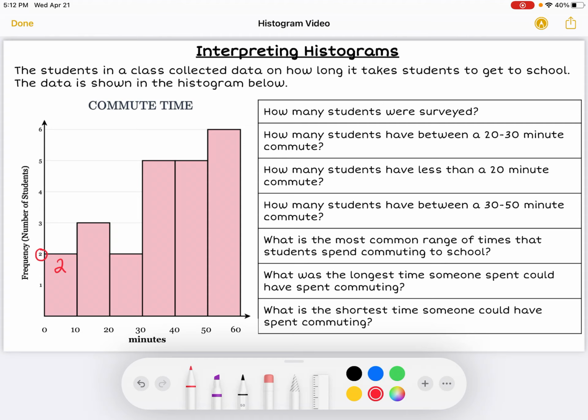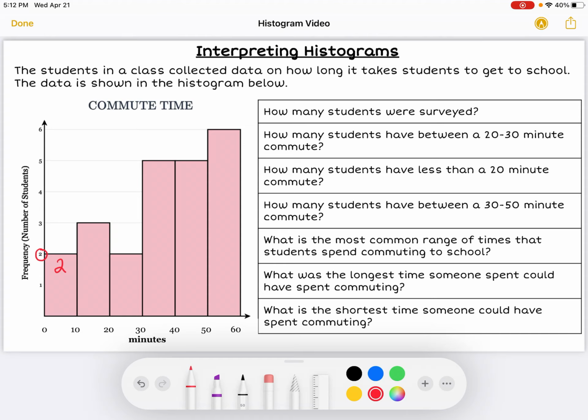The reason this is a little different from a dot plot is all we know right here is that there are 2 students that have a commute between 0 and 10 minutes. We don't actually know exactly what their commute time is. We don't know if it's 5 minutes, 6 minutes, 8 minutes, 2 minutes, 0 minutes. We don't know. We just know it's between 0 and 10.